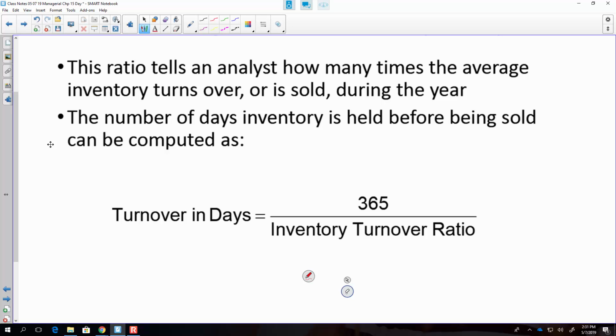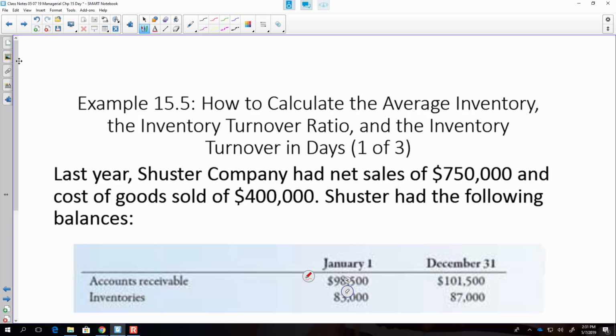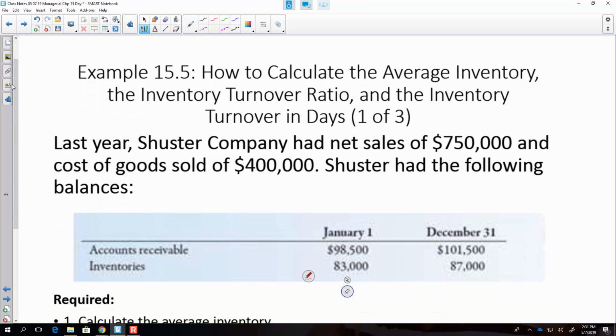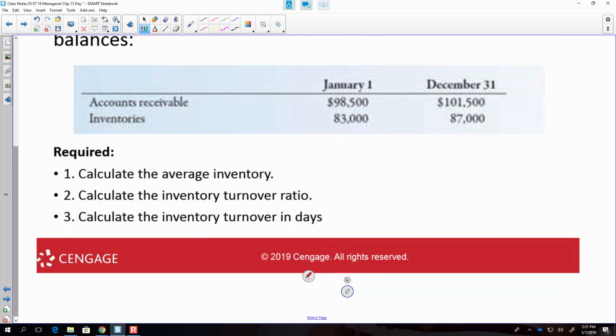Here again, 30 is the norm. Our terms are usually 30 days to our vendors, and we get to pay it back. So any number close to 30 is pretty good. Example 5 on page 851 is where I'm at now. Page 851 shows the inventory turn and also the days in inventory.